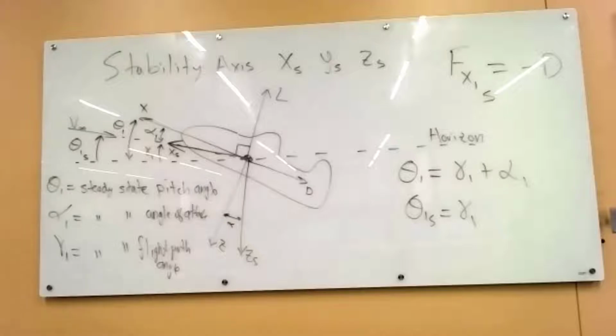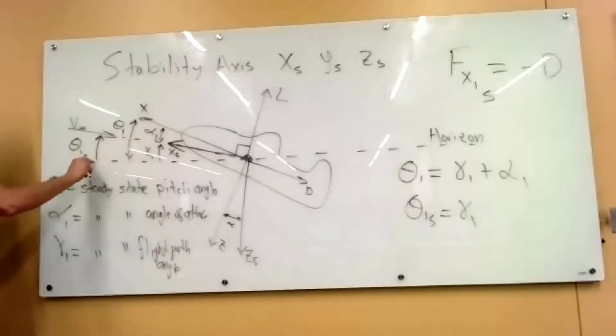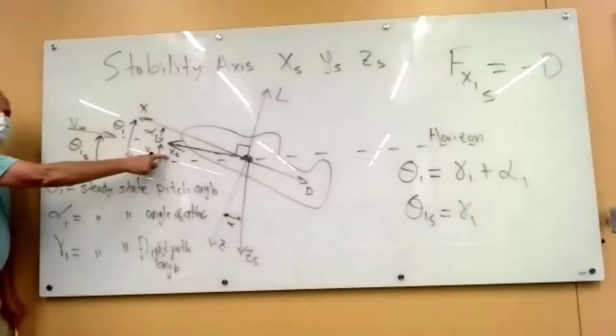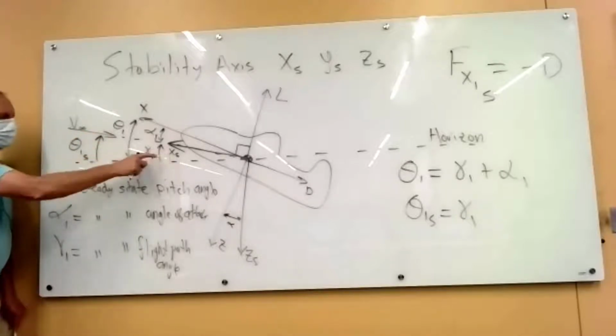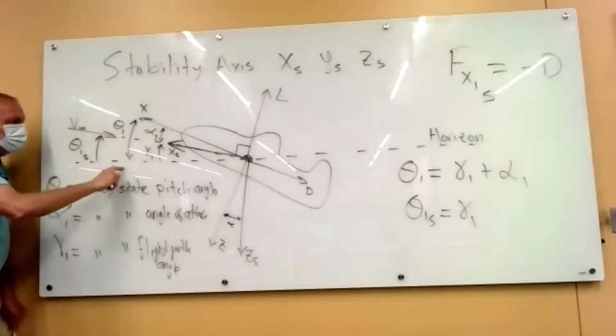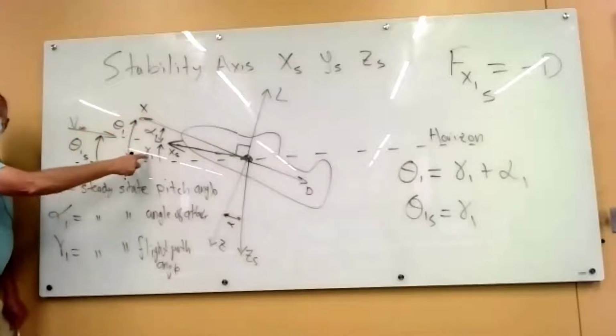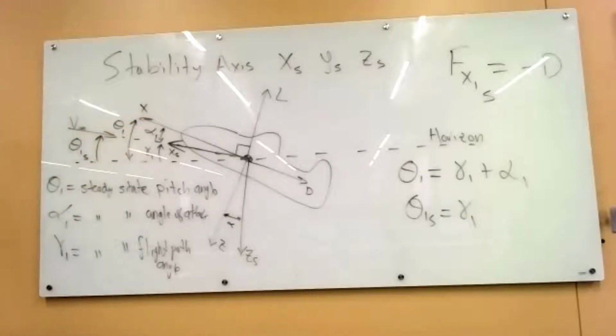The theta stability axis is equal to gamma 1. Why not smaller? Well, you just look at the picture. This is gamma, and this is the angle up to the x-axis, which is how we define theta. So it's the same angle. But theta to the x-axis is all the way up to here, so that's equal to this plus that. It's just the geometry of the angles.